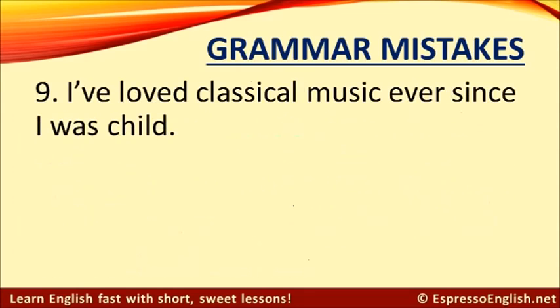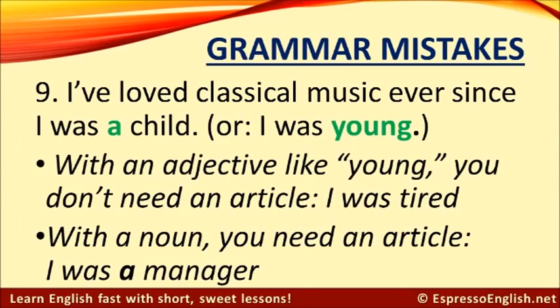Number 9. Here's the incorrect sentence. I've loved classical music ever since I was child. Can you find the mistake? It's incorrect to say, I was child. Instead, you should say, I was a child, or I was young. When using an adjective like young, you don't need an article. You can say, I was hungry, I'm tired, etc.